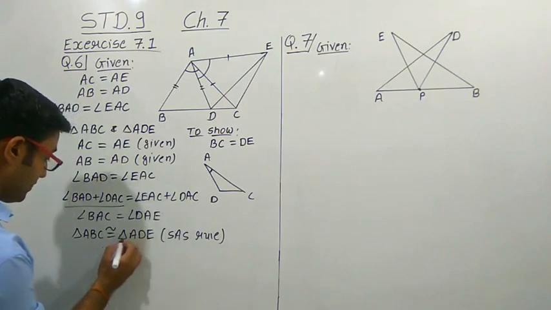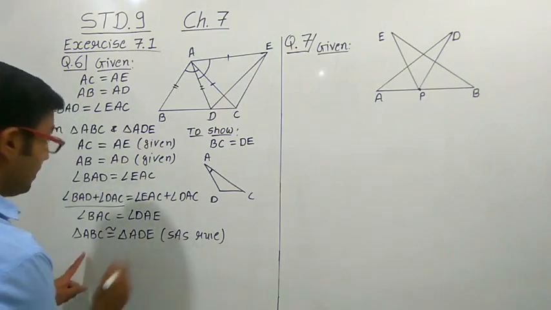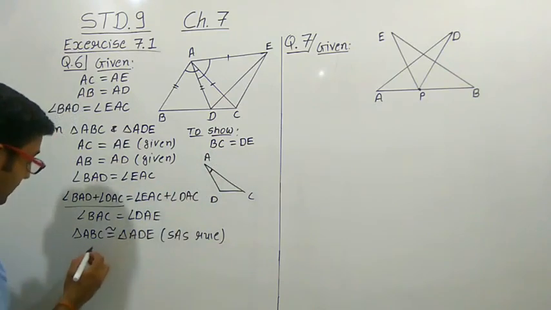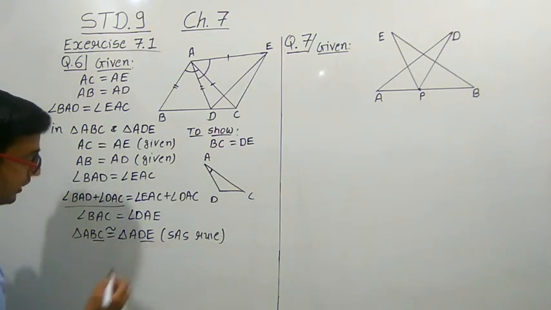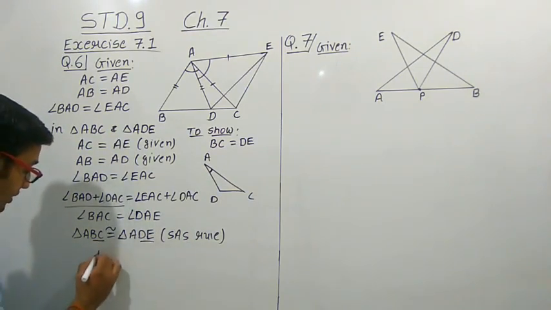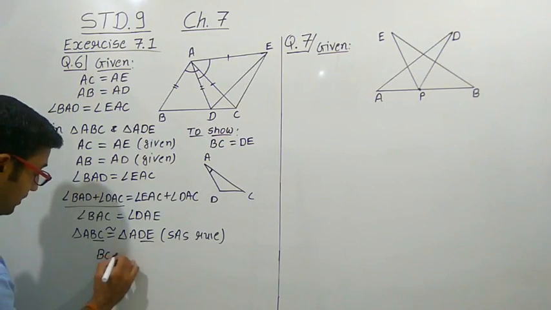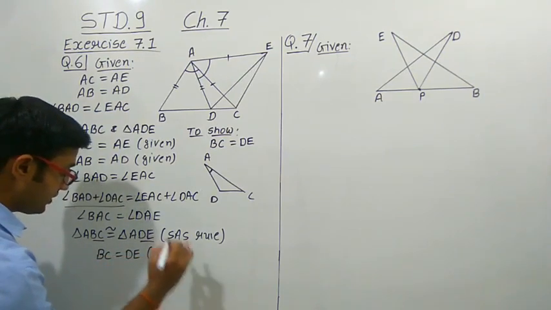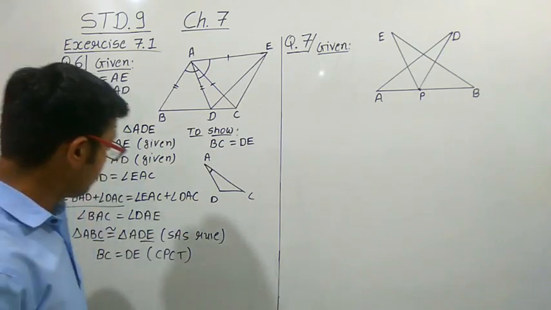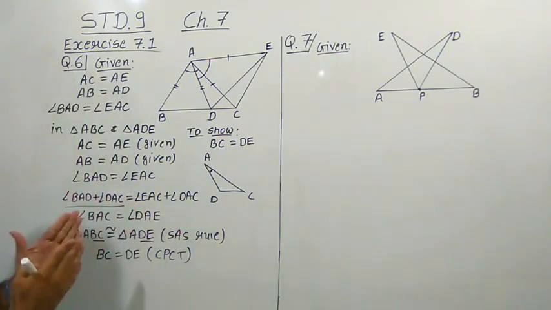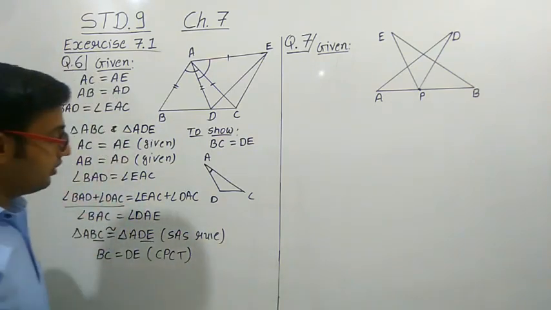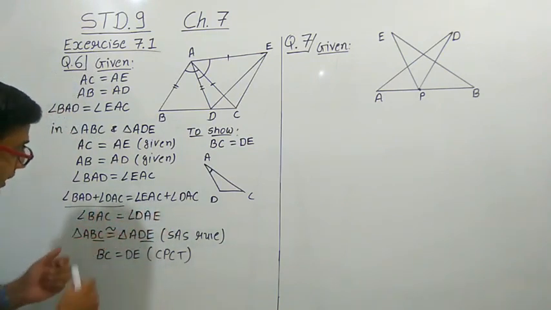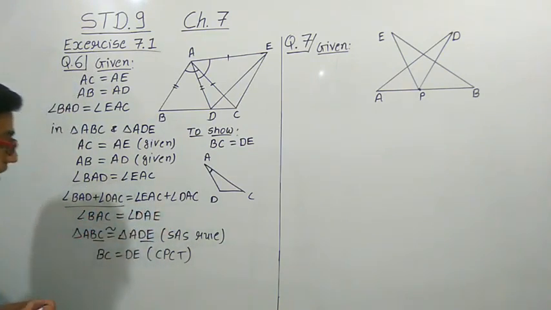Now as the two triangles are congruent, their corresponding parts are equal. So which part do we require? BC. BC of this triangle will be equal to DE of this triangle. So here we can write down that BC is equal to DE. What is the reason? That is CPCT. Right? So in this way, by adding one of the angles, we can prove and take our required condition, right?